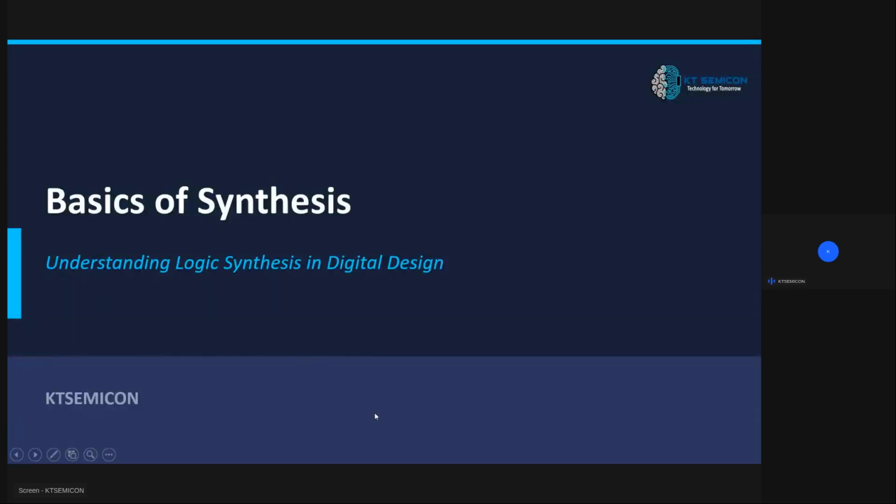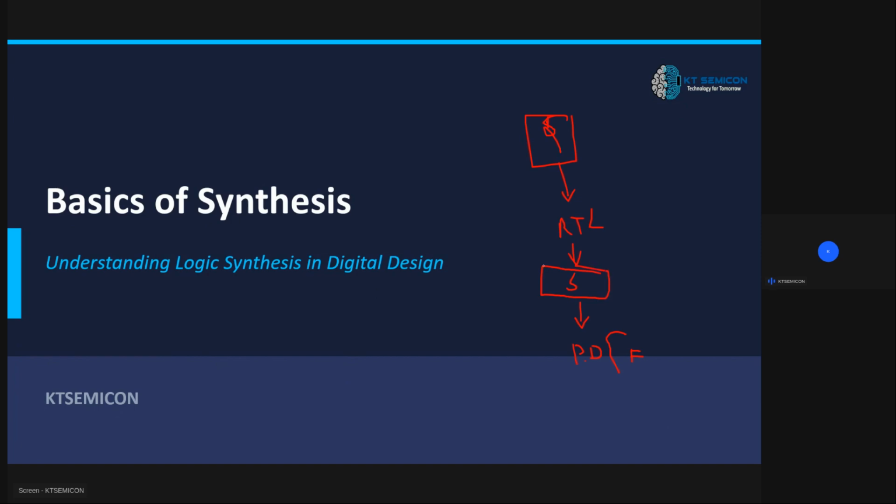Right, so here we'll discuss some basics of synthesis. What is meant by synthesis actually? Let me recall the flow we have. First, system specifications. After that, RTL code. After that, we have synthesis. After synthesis, we move to physical design, which means from here we have floor planning, placement, and all the things. So the step here is known as synthesis.